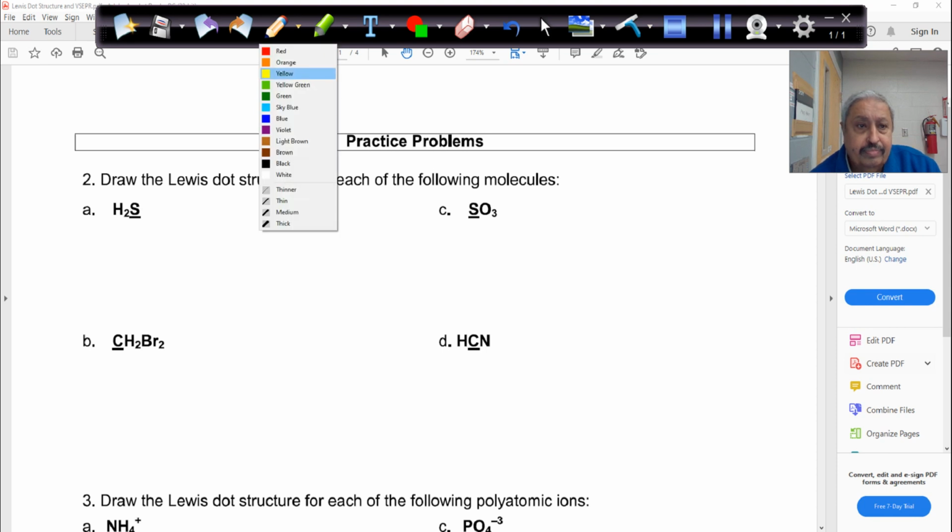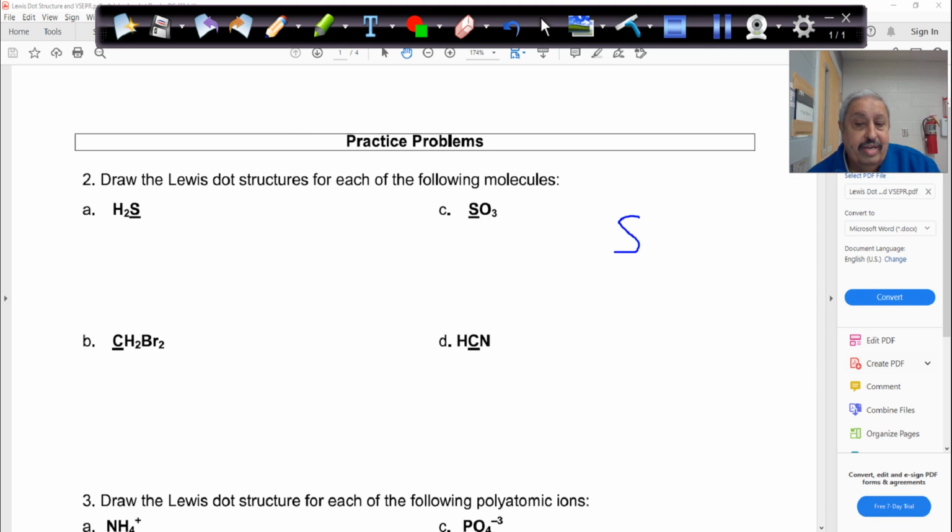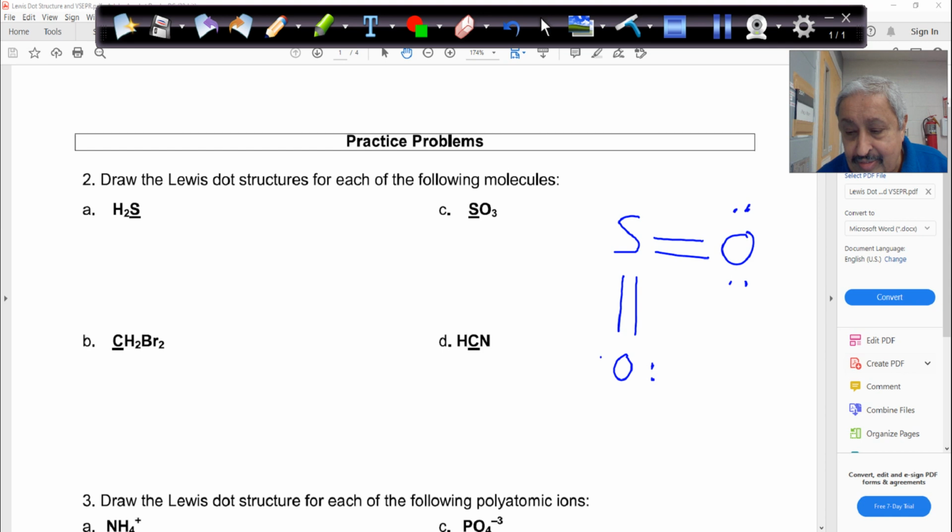Let's take C. So you have S, and S is the least electronegative, so it always tends to be the central atom. The most electronegative are terminals. So I will say we have 3 of those. Oxygen always has to obey the octet rule, but sulfur can violate the octet rule. That's fine. My intuition tells me oxygen likes to form a double bond. Remember, those are the 6 for oxygen, and those here 2, 2, 2, 2, 4, so that satisfies this.